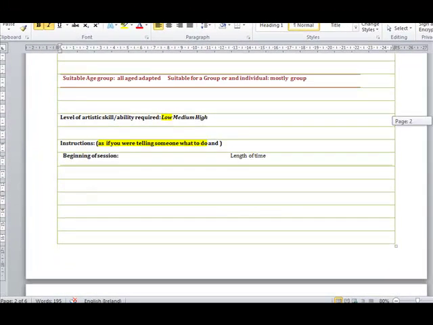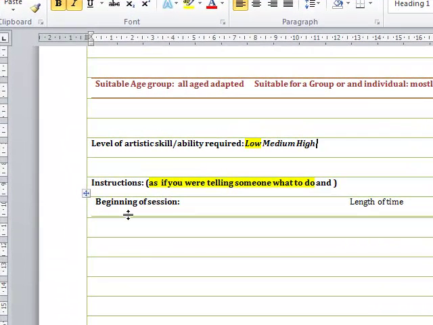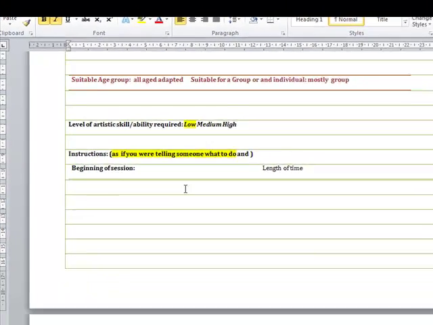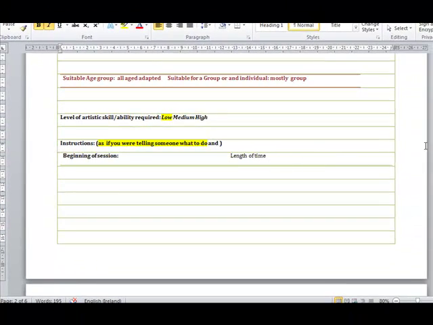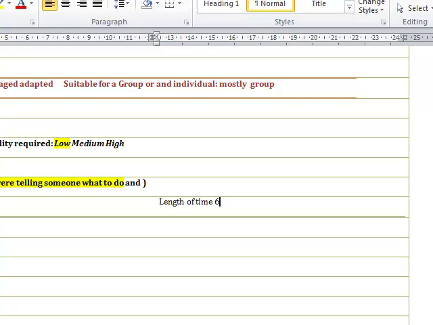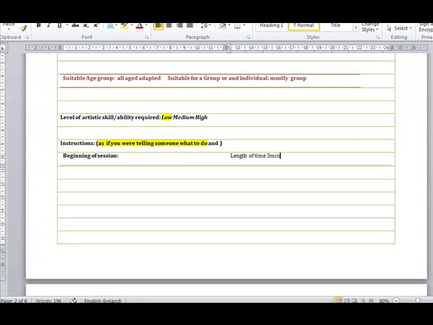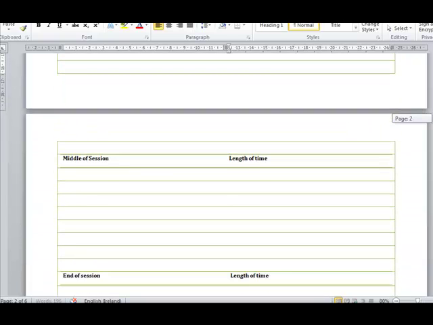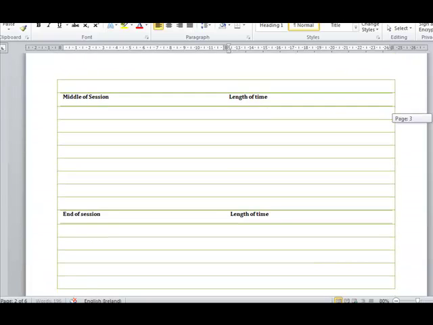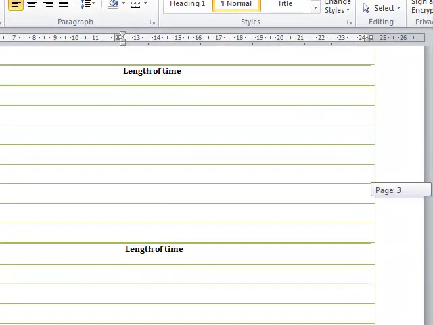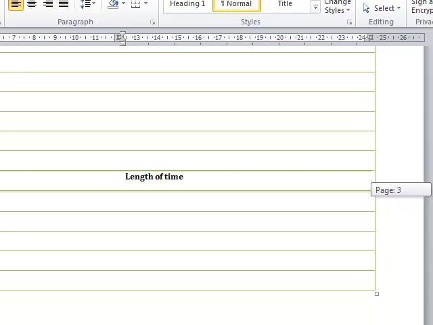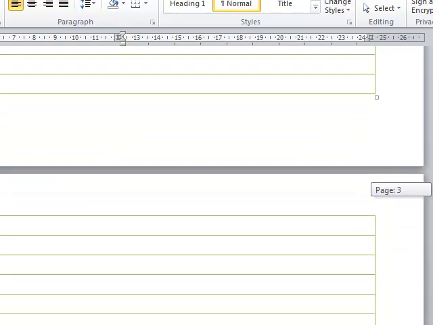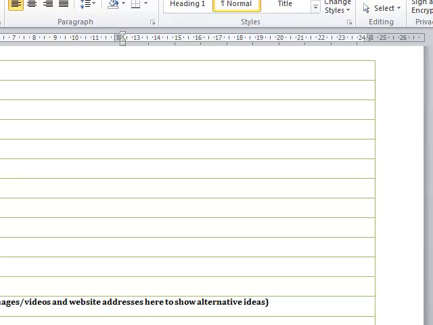So instructions. So this is where you describe the instructions as if you were telling someone what to do. So what would you tell someone at the beginning of the session? How long would this take? So about 5 minutes, maybe, beginning there, and describe as you were telling someone what to do, what would be the middle instructions and what would be the end instructions. So include things like clear up, care of equipment, so health and safety kind of things where things need to be put away. So how long that would take as well, so put in the length of time you think that might take.